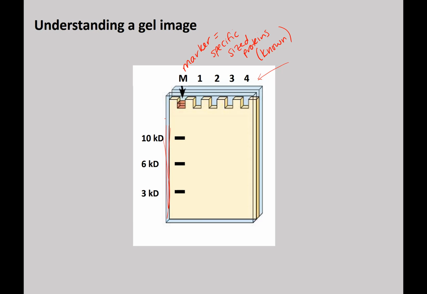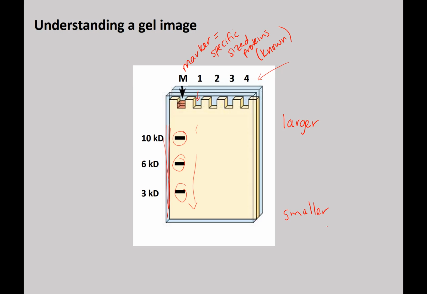The marker we're going to use for this video has proteins that are 10 kilodaltons, 6 kilodaltons, and 3 kilodaltons. When we draw these images, even though we're loading everything in the lane and then applying electricity and everything's moving, we're just going to show the end result. Remember, the larger proteins are up top, and the smaller ones move faster, so they're near the bottom of the gel.